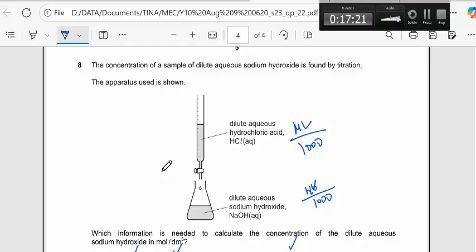So now you have 4 things. MV of acid and MV of alkali. So you only have one unknown. Get it? You have one unknown. That means either your M or your V you don't know. So the one that you're unknown now is dilute aqueous sodium hydroxide. You don't know the M of sodium hydroxide. So you just need the MV of hydrochloric acid and the V of sodium hydroxide, then you can find the answer. That's it. Get it now?